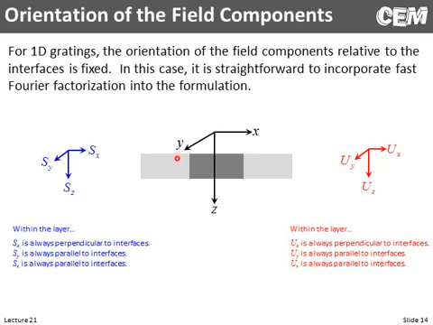Likewise, the Y component. This is always parallel to interfaces. However, the X component is always perpendicular to interfaces. So for a two-dimensional rigorous coupled wave analysis, for modeling one-dimensional gratings, the Z and Y components are always parallel to interfaces. The X component is always perpendicular to interfaces. And this goes for both S and U. And this is critical because this is going to guide us in how we incorporate fast Fourier factorization.